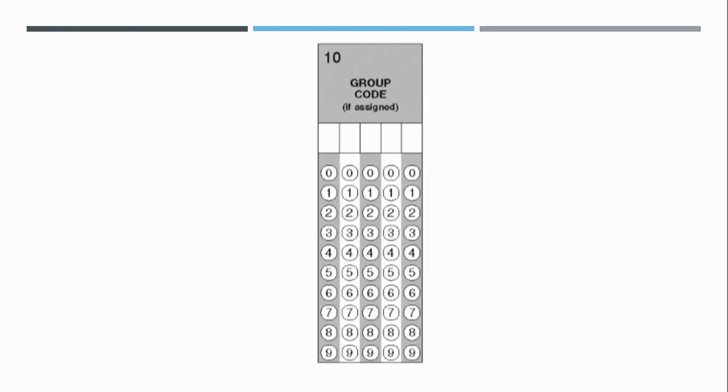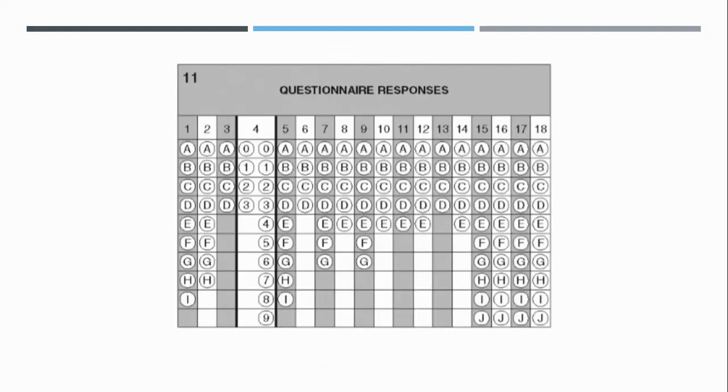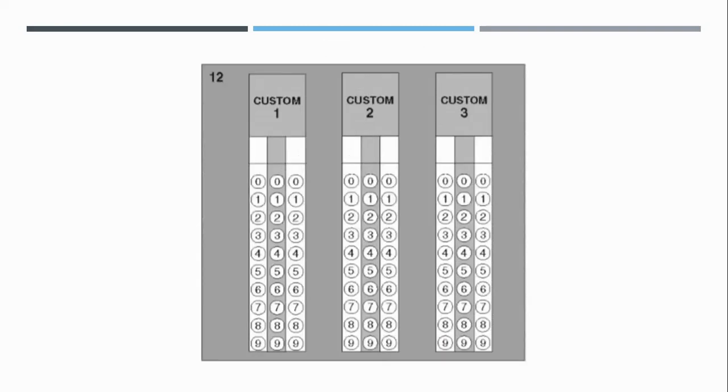Okay? Number 10, it says group code. Well, in the case of this one, there is not a specific number. You have to wait for the administrator to tell you the group code. And again, it's stated from left to right. Okay? And once you have written down the number of your group, you have to fill the circles. The question and responses section, I'm going to leave it for our next video.